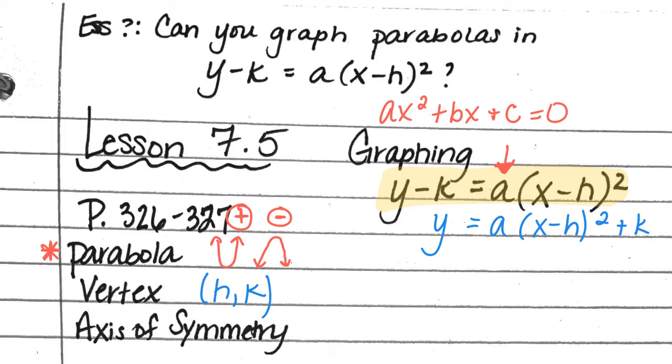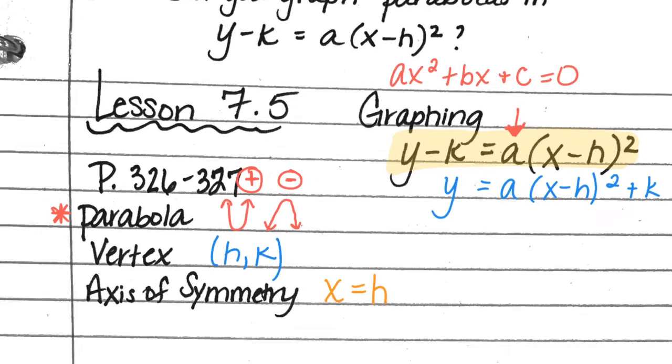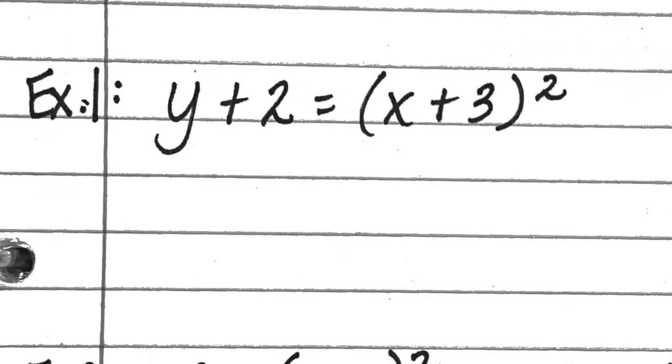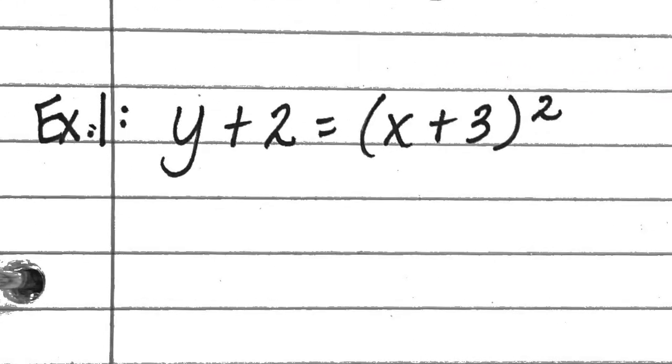All right, the axis of symmetry. This is the one that kids get wrong the most, and I'm really picky about this because the axis of symmetry is a line, and this line is going to be x is equal to h. So we're going to do these right here by hand, and there's a lot you're going to learn about graphing parabolas. Let's look at example 1.